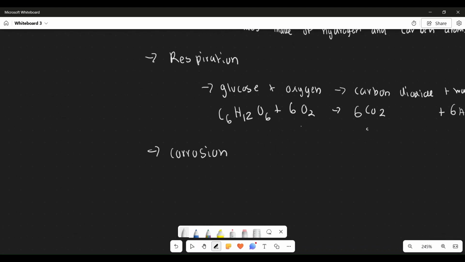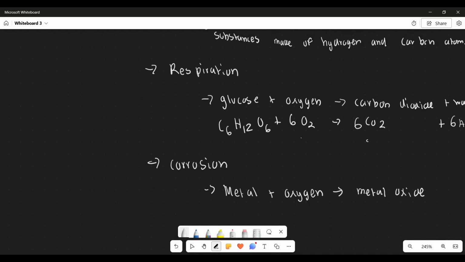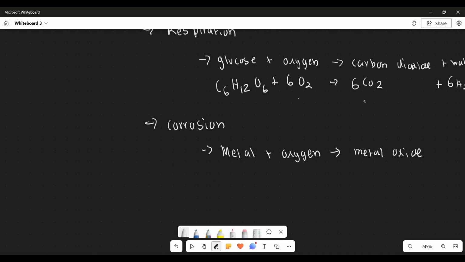And next one is corrosion. Corrosion is basically when a metal reacts with oxygen to form metal oxide. It's when a metal reacts with oxygen to produce rust. So you know how we have those nails? They're made out of iron, and when they react with oxygen or water, remember, it could be oxygen or water, they turn into rust.